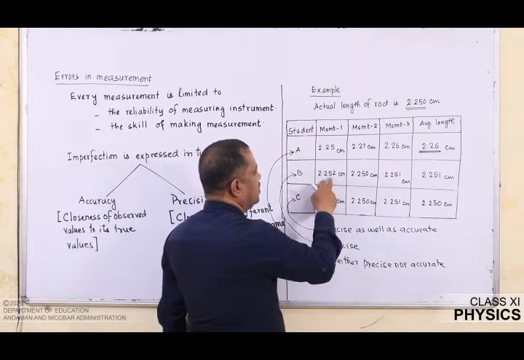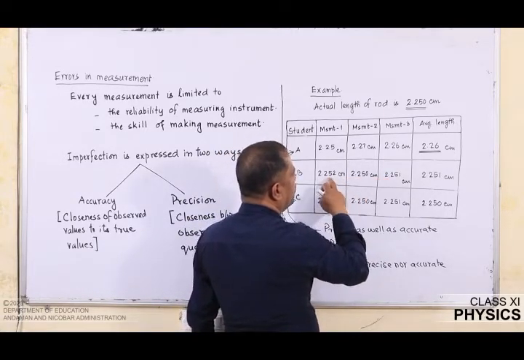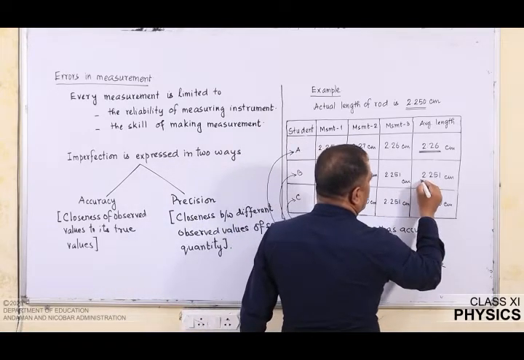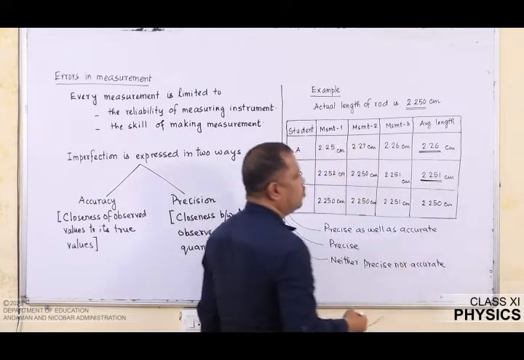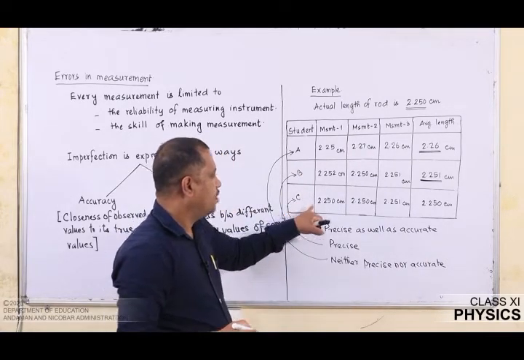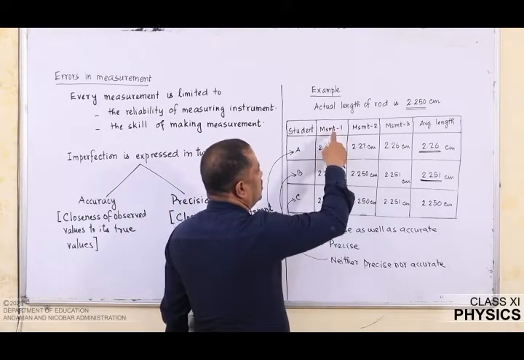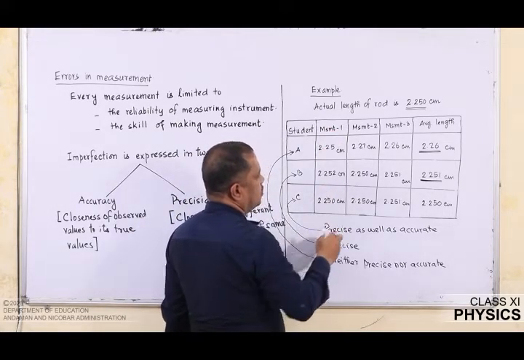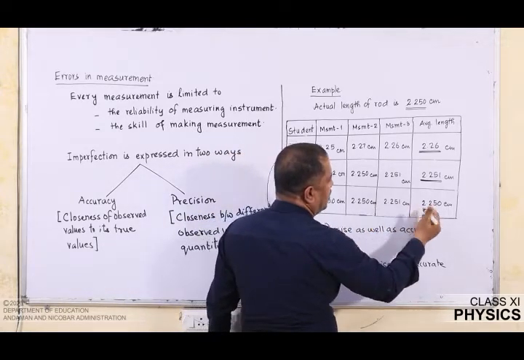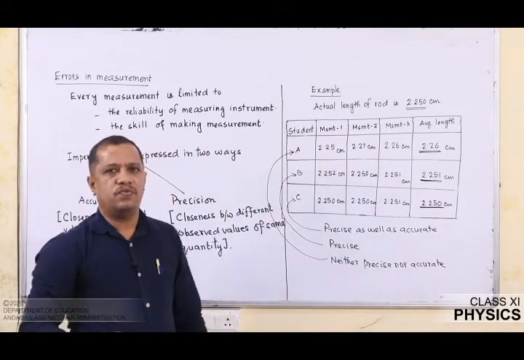B does the same thing. He measures the length of the same rod to be 2.252, 2.250 and 2.251, and the length he calculated is 2.251 centimeter. And student C does the same process and calculates the length of the rod. In the first measurement he got 2.250, second 2.250 and third 2.251 centimeter, and the average he calculated is 2.250 centimeter.